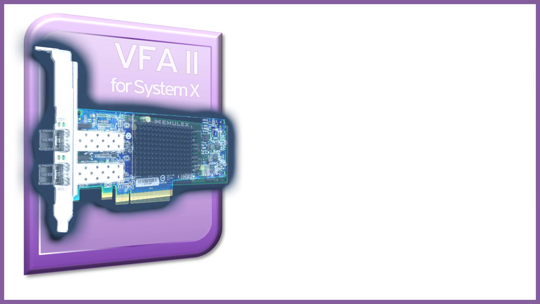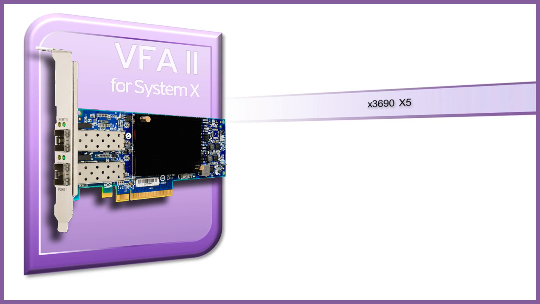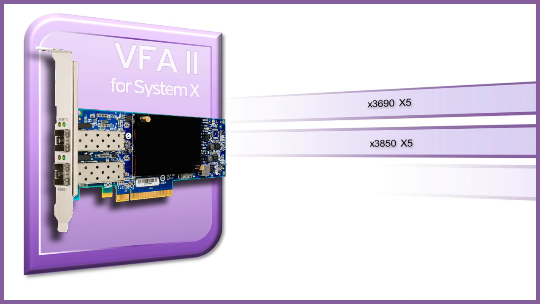Both can be upgradable to Fibre Channel over Ethernet or iSCSI, and both have full TCP/IP stateless offload. The integrated VFA2 adapter for IBM System X is easily identified by virtue of its blue colour. It's integrated into select models of IBM System X servers, X3690X5, the X3850X5 and the X3950X5.